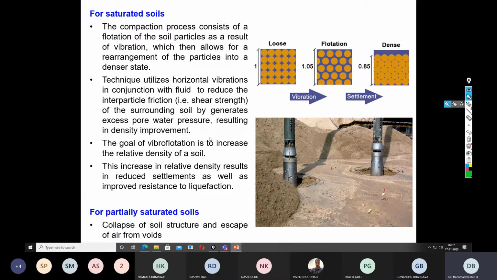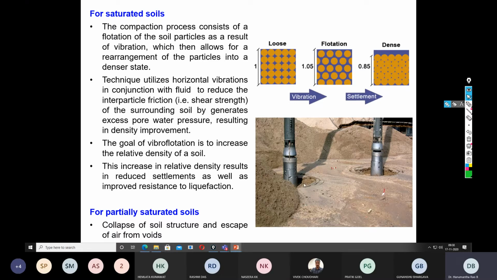Normally we not only encounter saturated soil, we also encounter unsaturated soils. The fundamental mechanism explained so far is valid only for saturated soil. In the case of unsaturated soil, when you apply the vibratory energy, this vibratory energy overcomes the interparticle friction by collapsing the soil structure. Once there is a collapse in the soil structure, consequently there is a formation of void space.